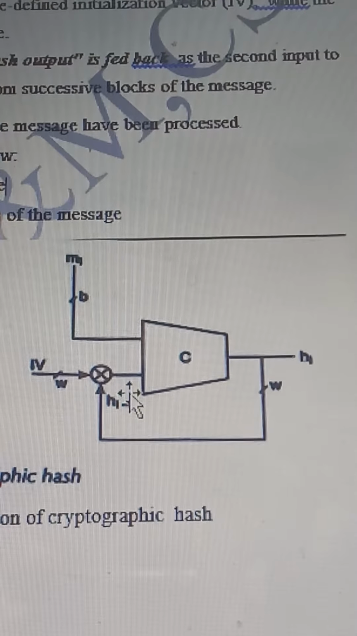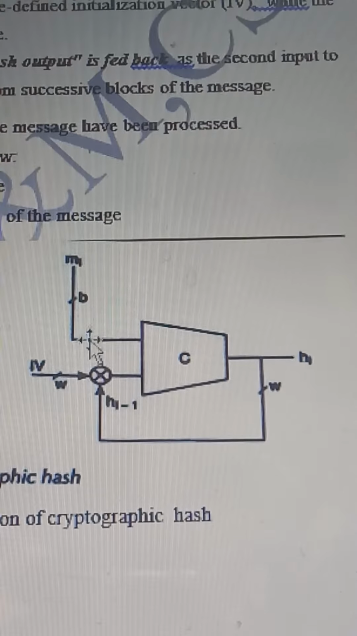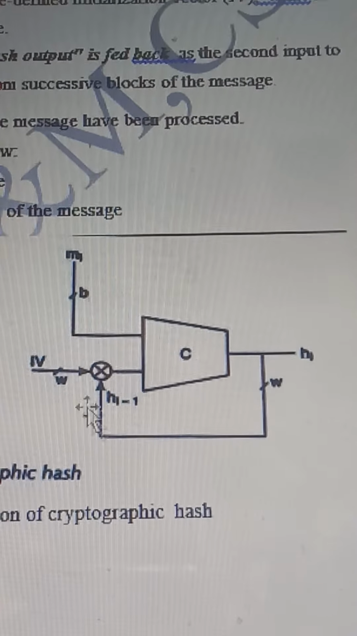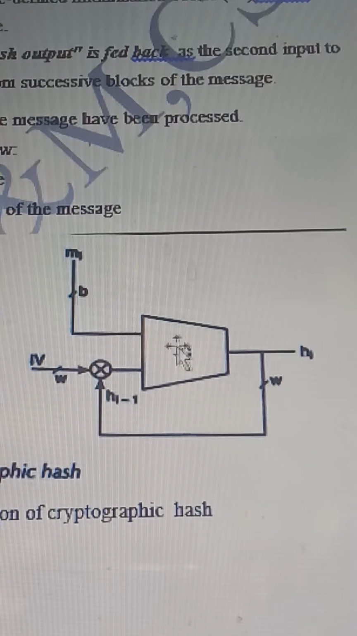The top input is derived from successive blocks of the message. This procedure is repeated until all the blocks of the message have been processed.